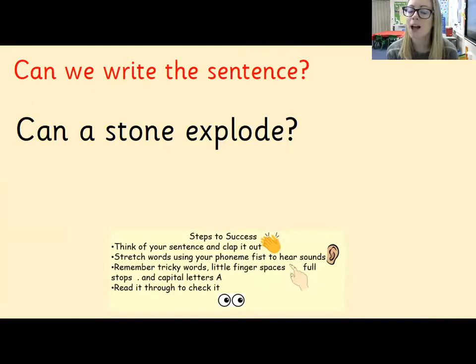Okay, there we go. Can a stone explode? So go back and make sure you've got that capital letter at the beginning, you have a question mark at the end, and you've got finger spaces. Have you remembered the split digraph for O?